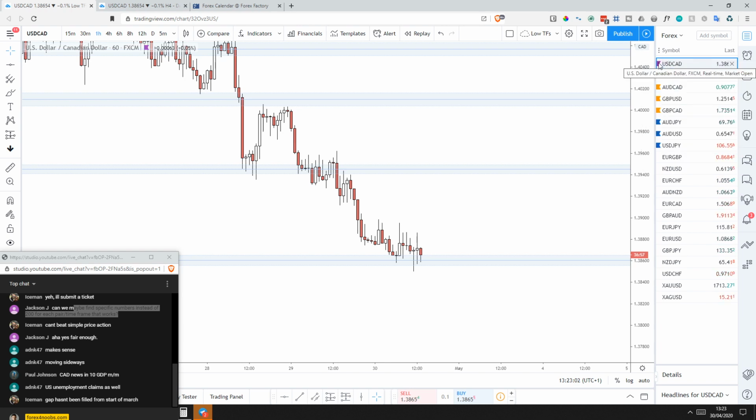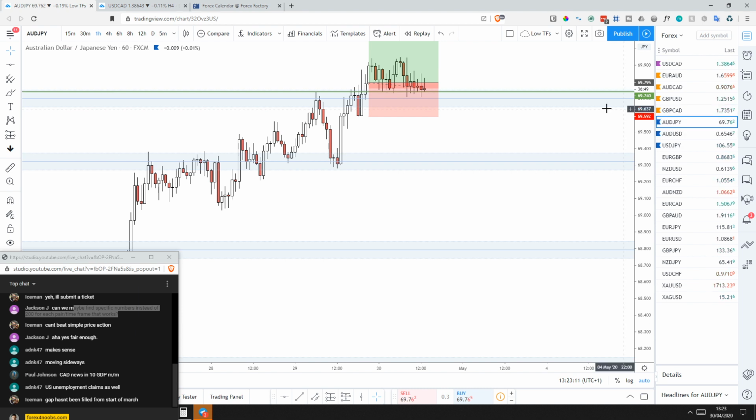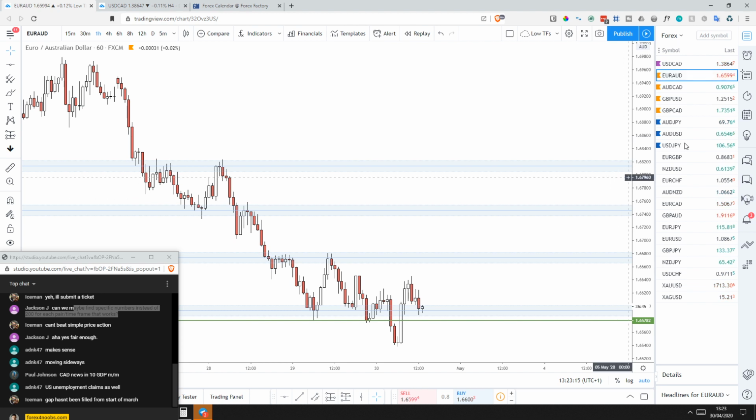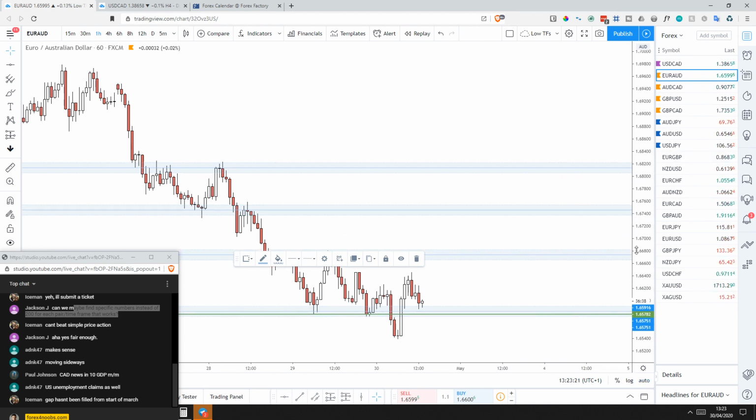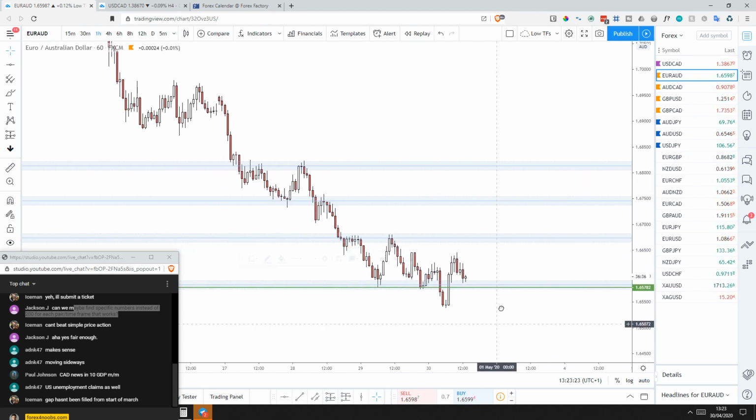Purple means that there is a potential setup on both the daily and the 1 hour chart, so both strategies that we're trading. Blue means there's a potential setup on just the 1 hour chart, and orange means there's a potential setup on just the daily chart. So I know that's a bit confusing, but hey, that's what we've got to do at the moment, because we're doing two different strategies.